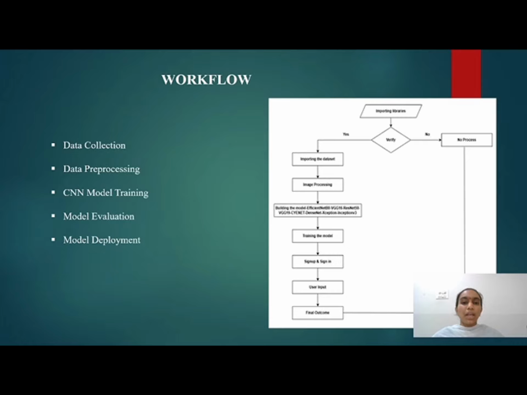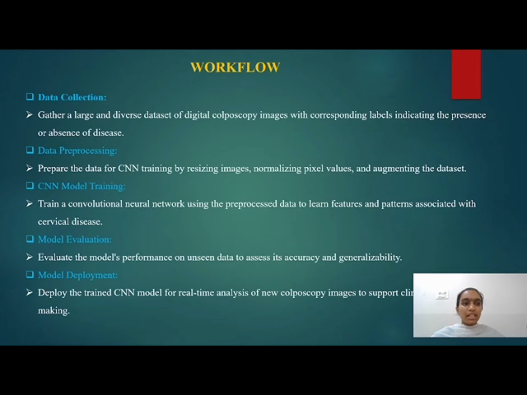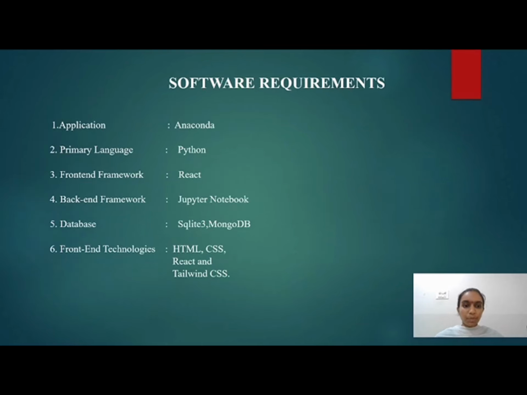Data pre-processing. Images were resized, normalized, and augmented. Model training. CNNs were trained on the pre-processed data. Model evaluation. Accuracy, precision, recall, and F1 score were used to assess performance. Model deployment. The best model was deployed to analyze real-time colposcopy images.